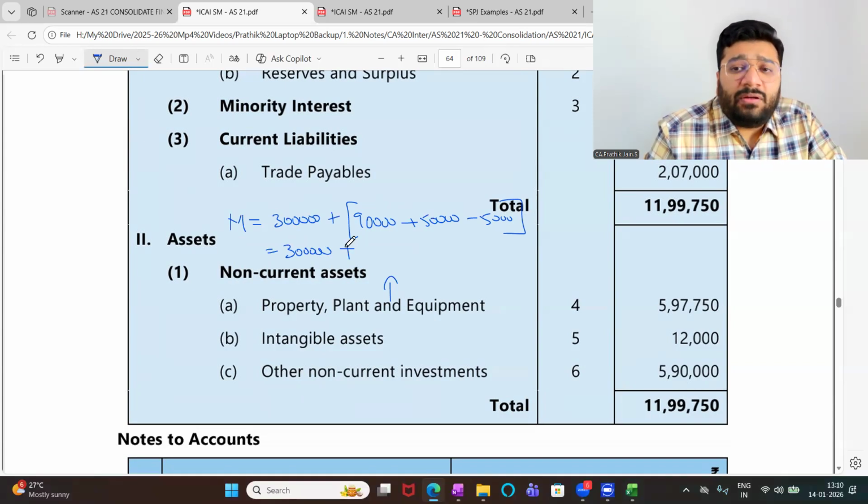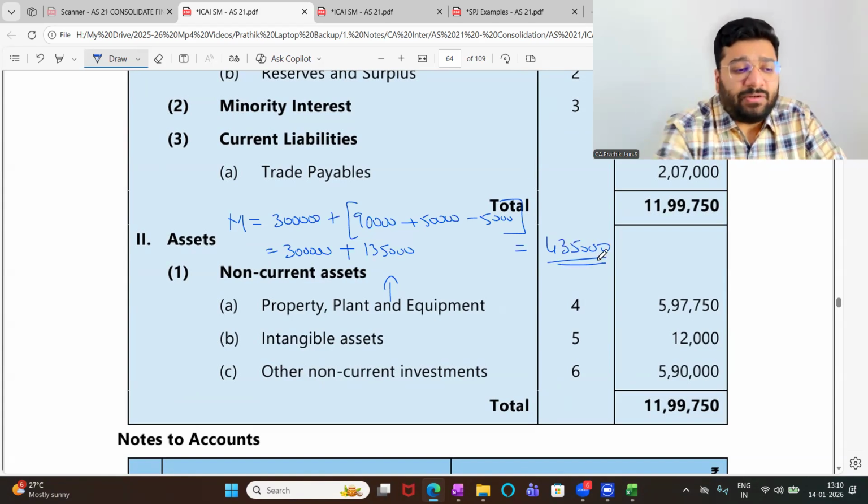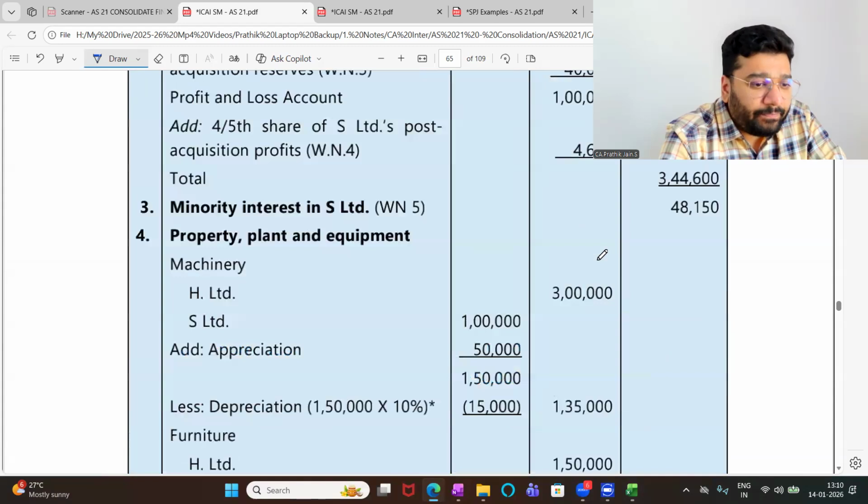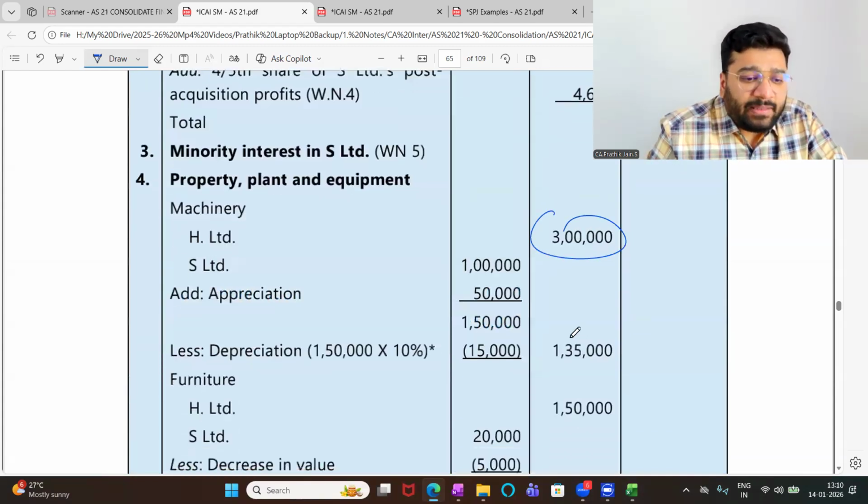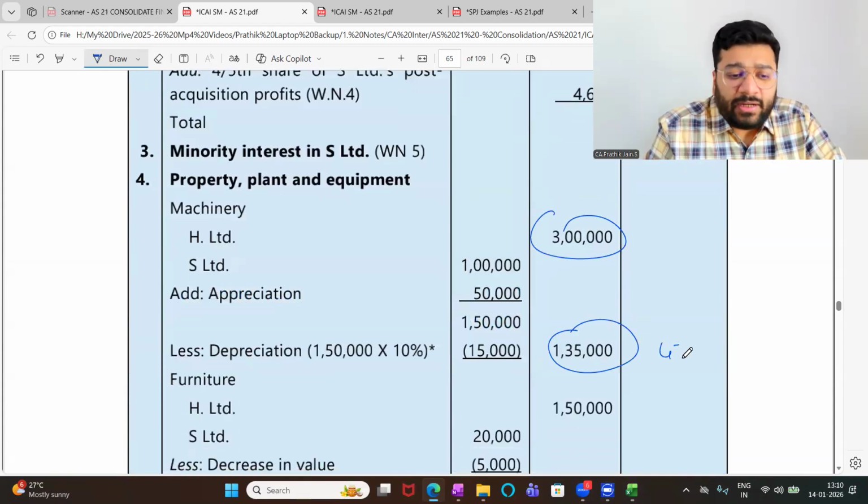What is the net value of the subsidiary company? 90,000 plus 50,000 minus 5,000, that is 1 lakh 35,000. What is total PP? 4 lakh 35,000. Not PP, this is machinery. Sorry. 435 machinery. 3 lakh plus 135. 435 you're getting. Any problem? So what they have done, I'll tell you.